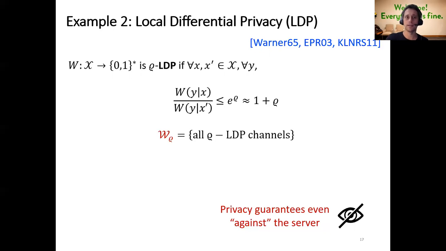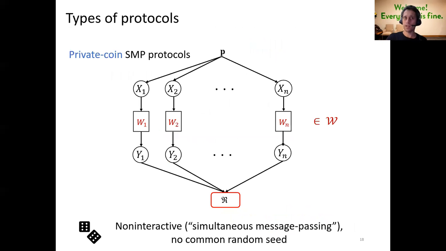And we're going to denote by that calligraphic W subscript rho the set of all rho LDP channels. So just as usual, they're randomized for this to be possible. And we're going to use that crossed I as a symbol for this. So we've seen communication constraints and local privacy constraints as two instantiations of this general local constraint framework. Now let's look at what kind of protocols we're looking at. So we've seen the kind of constraints, now the kind of protocols.